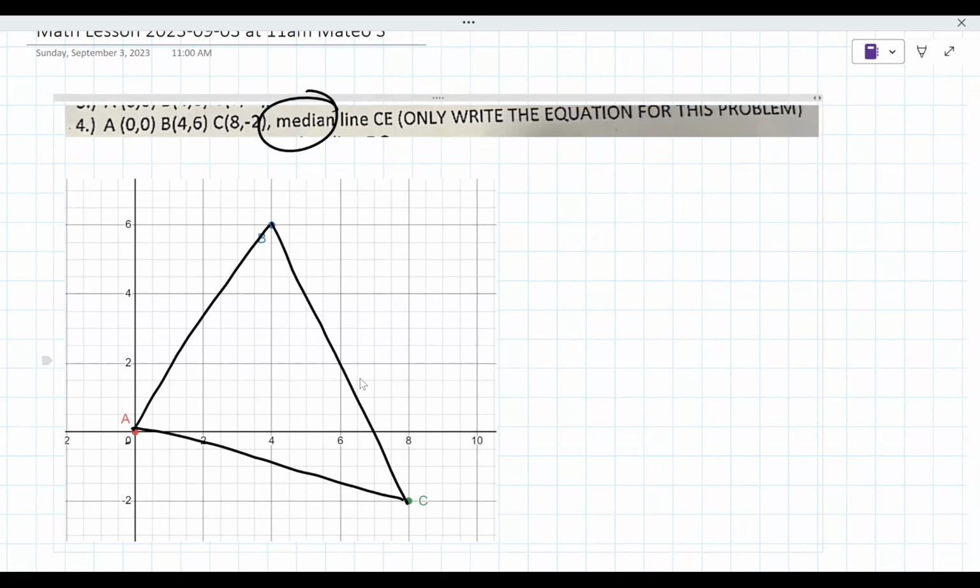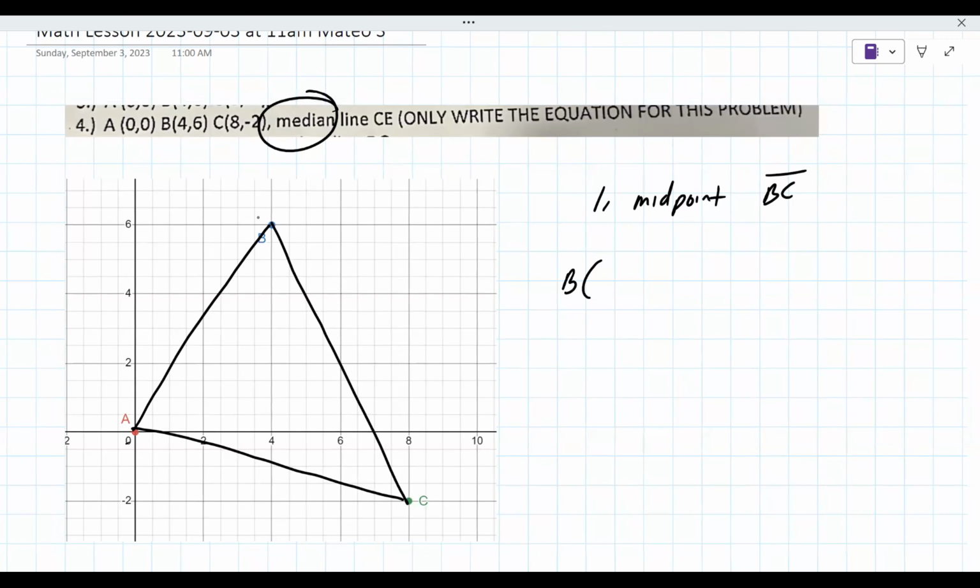You're going to get this at some point on a test where it's going to be like, what is the definition of a median line? Okay, so the first thing you need to do is determine the midpoint of BC. The way to do that is not to say, well, it looks like it's 6, 2. That maybe is correct, but it's the wrong way to do it. You really want to find the coordinates of B, which are given, 4, 6, and the coordinates of C, 8, -2, and use the midpoint formula. Do you remember the midpoint formula?